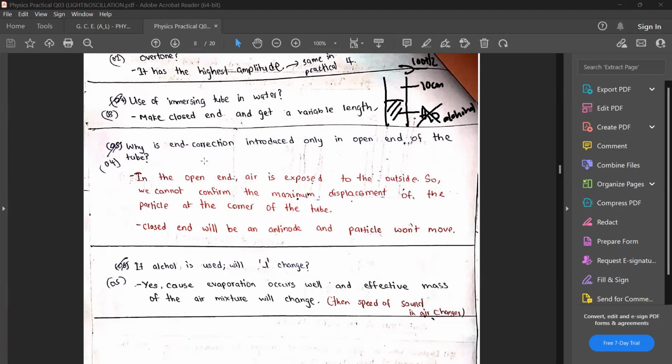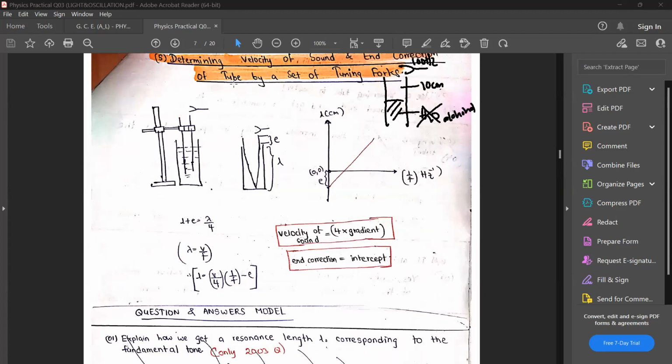Let's look at the equation. According to this equation, L is equal to V over 4 times (1 over F minus E). Even if you use the same frequency, even if the end correction is the same, if we use alcohol instead of water, this thing will change. This velocity or speed of sound in air will change due to the vapor mixture, which mixes with air particles and creates a different composition. So this length will change.